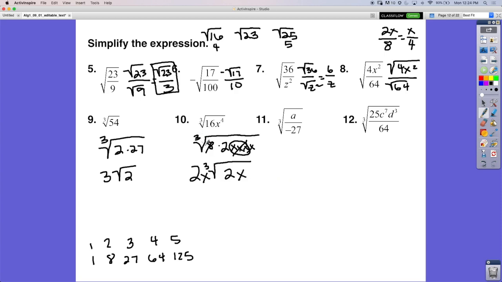But we keep the 3 there, the 2x, 3 on the outside. The cube, you have to write the index. If you don't write the index, it's squared. Oh, so I was a little sloppy. That's an index. I'm a little sloppy.